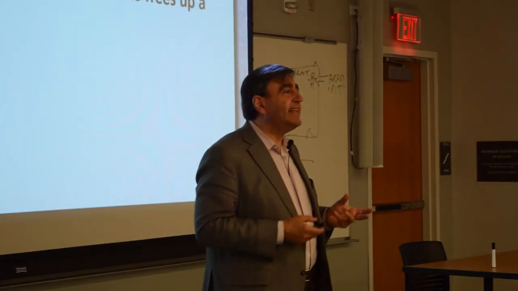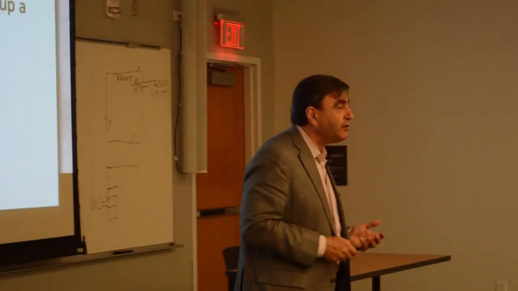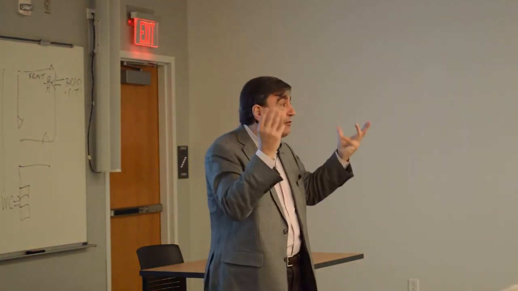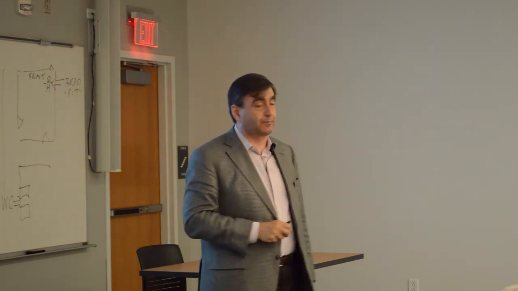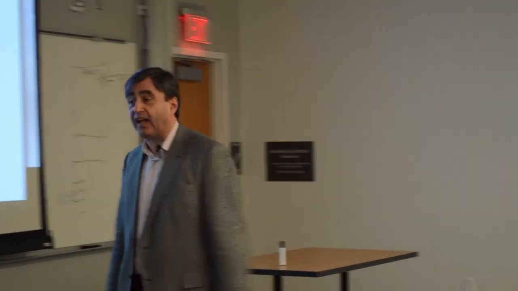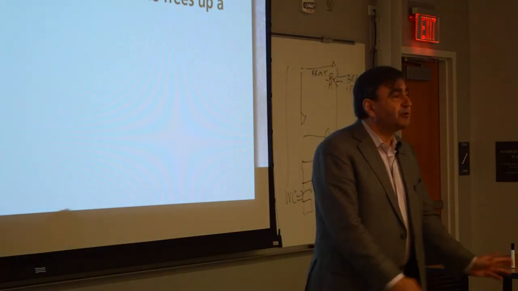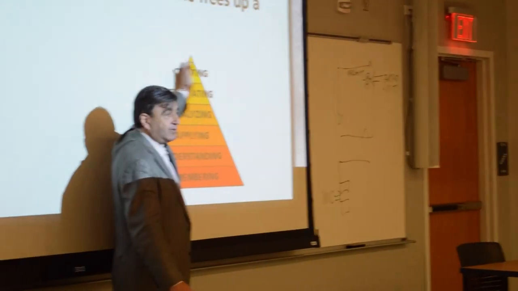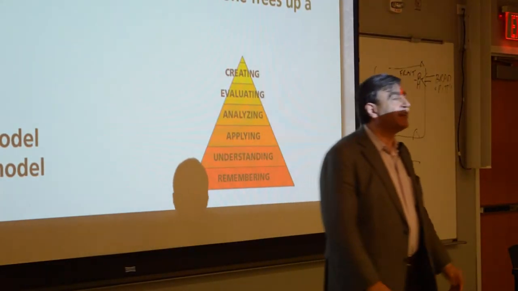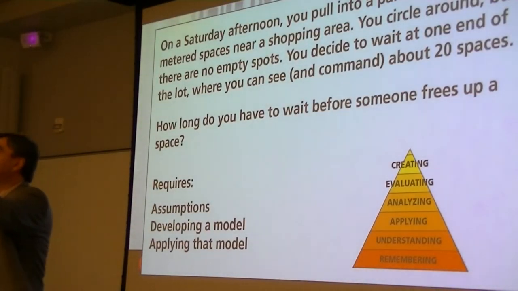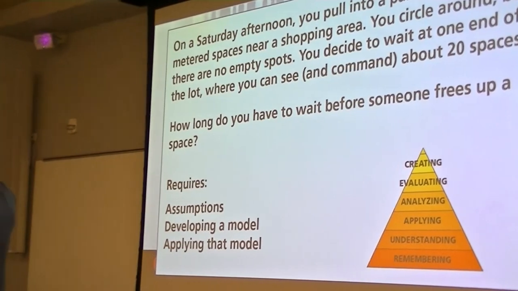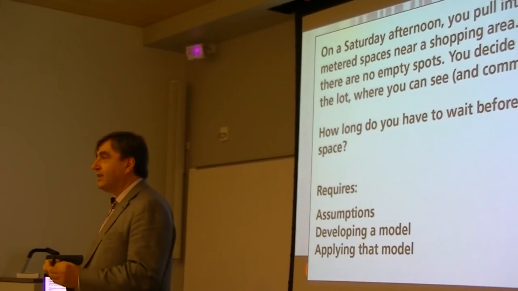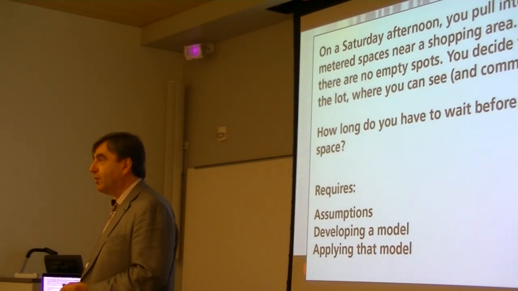What do you need in order to answer this question? Well, you need to make assumptions. Then you need to develop some kind of a model in order to approach this problem. And finally, you need to apply that model. In terms of Bloom's taxonomy, we're all the way at the top, right? All the way to creation and innovation. Which of the skills listed on the left is the one that terrifies the students the most?